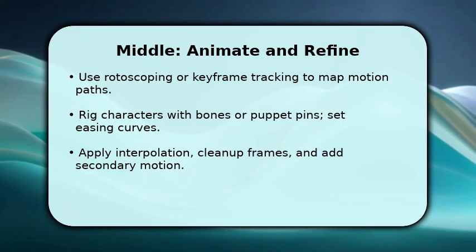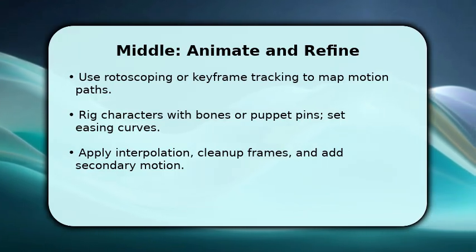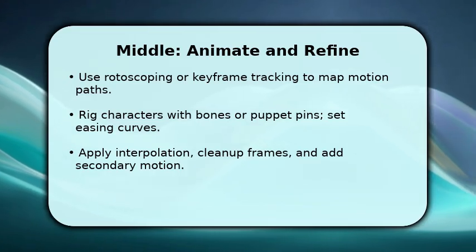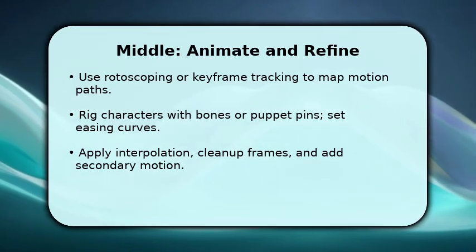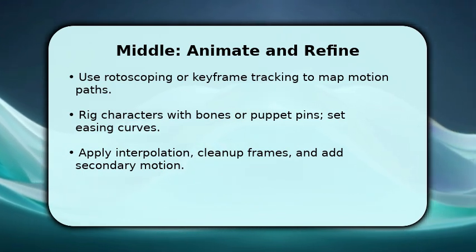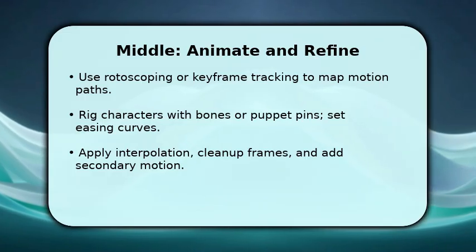Once key poses are established, refine in-betweens, add overlap and secondary motion for realism, and clean up silhouettes. Also, balance timing by trimming or extending holds. This stage is where the animation breathes and the visual intent becomes clear.